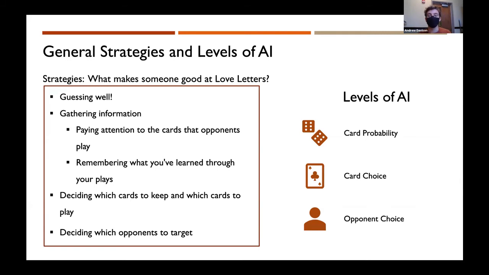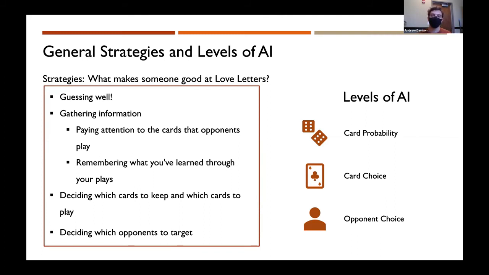This is mainly to support the first one, so that you can guess better if you have more information. This includes paying attention to the cards that your opponents play, remembering what you've learned through your plays, etc. Next, we have deciding which cards to keep and which cards to play. When you draw a card and you have 2 cards, making a good choice between the 2 of those makes someone a good player. And finally, deciding which opponents to target. Recently, you just saw a 2-player game where there wasn't much choice, but in 3 and 4-player games, you also have to decide which players you want to play against.